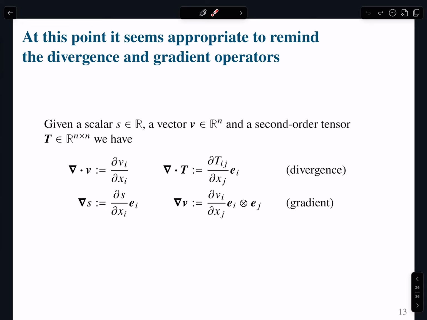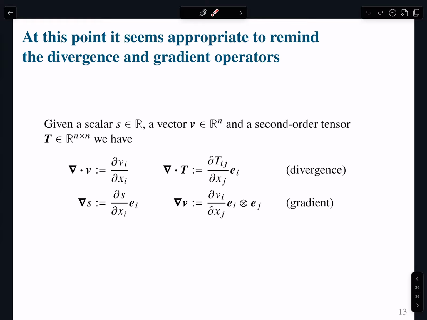There are different conventions, and this is one of them. Some people write the divergence of a tensor differently, so they swap these indices here. But this is the notation that we're going to use for the course. Again, it's just a matter of convention, and as long as you follow your convention everywhere and remain consistent, that is totally fine.